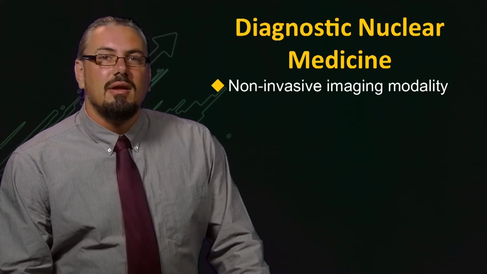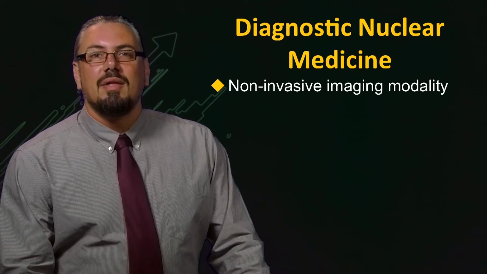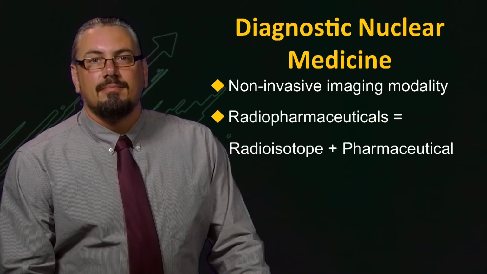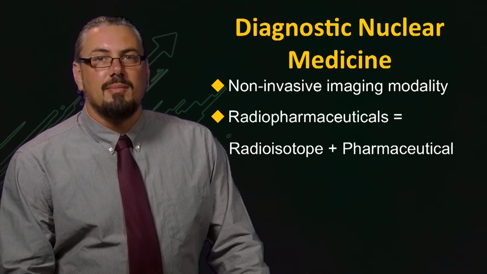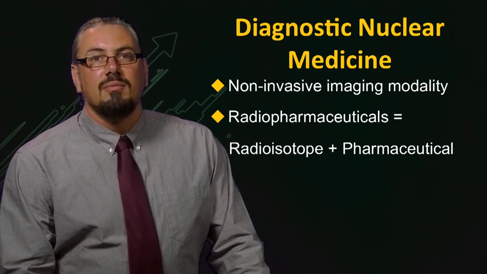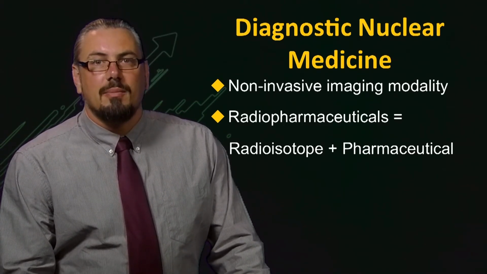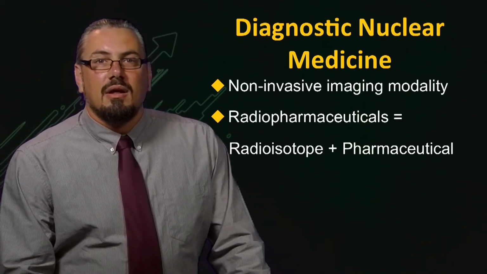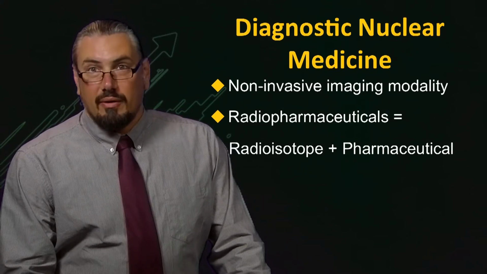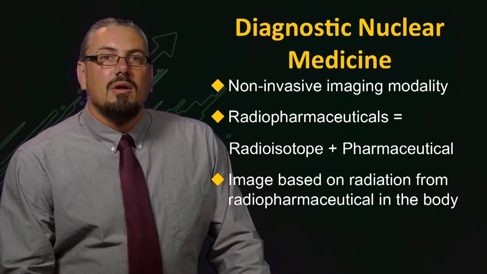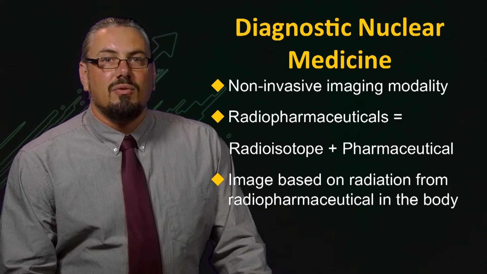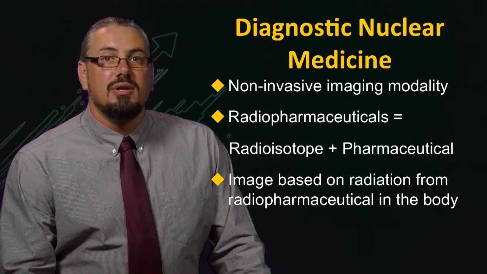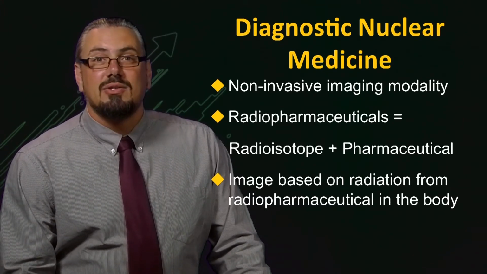Diagnostic nuclear medicine is a non-invasive imaging modality that utilises radioactive substances in the diagnosis of disease. A key component of diagnostic nuclear medicine is the radiopharmaceutical, which is comprised of a radioisotope combined with a pharmaceutical or a drug-like compound. This is administered to the patient either orally or intravenously. Within the body, the radiopharmaceutical then localises in specific organs or cellular receptors, allowing medical imaging based on the radiation emitted from the radioisotope component.